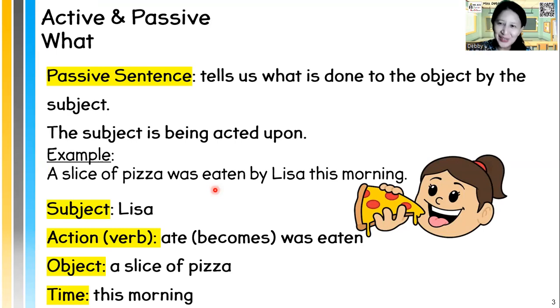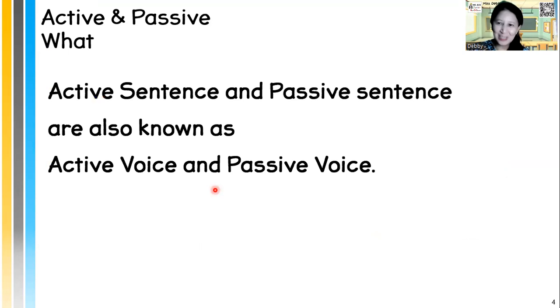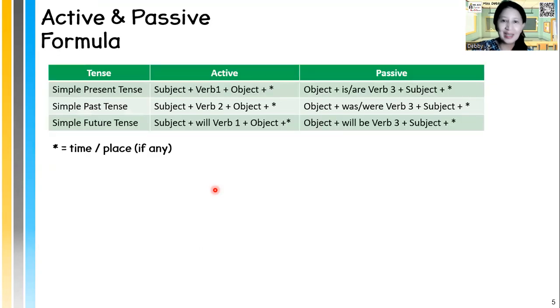Okay, don't worry if you still get confused. I will explain more, yeah? Active sentence and passive sentence are also known as active voice and passive voice. Okay, here is the formula. Today we are going to learn about the passive sentence using simple present tense, past tense, and future tense.